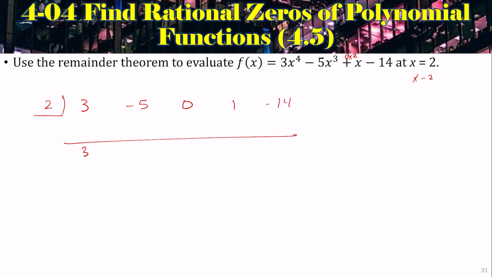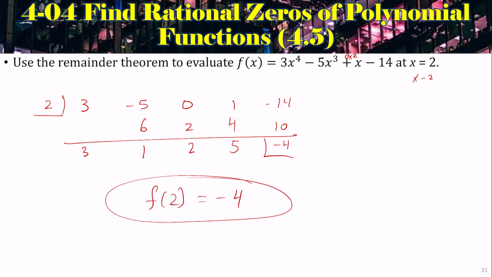Bring down the 3 and multiply. 2 times 3, 6, and then we add. We multiply 2 times 1. We add, multiply 2 times 2. We add, multiply 2 times 5. Then we add. The remainder is negative 4. Therefore, f of 2 is negative 4.